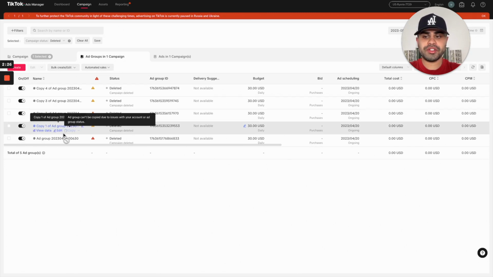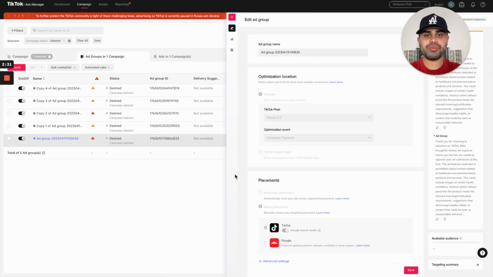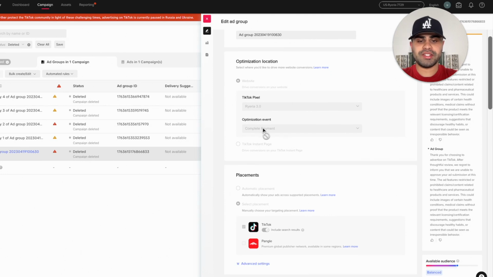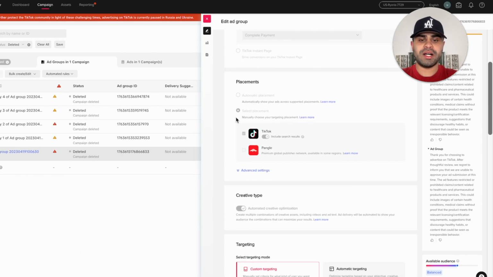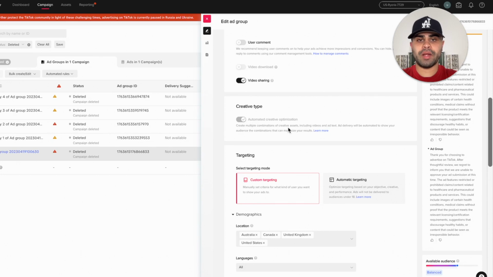So let's just go into one of the ad groups again. All of these are the same, but they'll each point to a different audience. So we have the pixel, we have the optimization event, which is complete payment. I'll have select placement, only TikTok. I'll also have user comment and video download options off. I'll have automated creative optimization on.